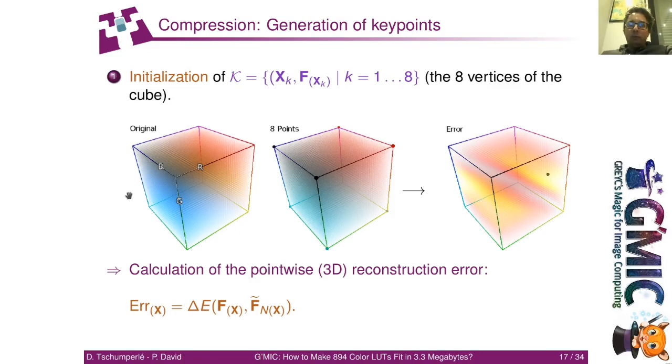First, we initialize our key point set K by adding the color key points located at the 8 corners of the RGB cube. Then, we reconstruct a CLUT from this set of key points. This is the CLUT you see here, in the middle. We can see it's not completely different from the original one, but it still misses important tones. Now we can compute the perceptual error delta E between those two CLUTs computed at each point of the cube. Of course, right now the quality criteria do not hold.